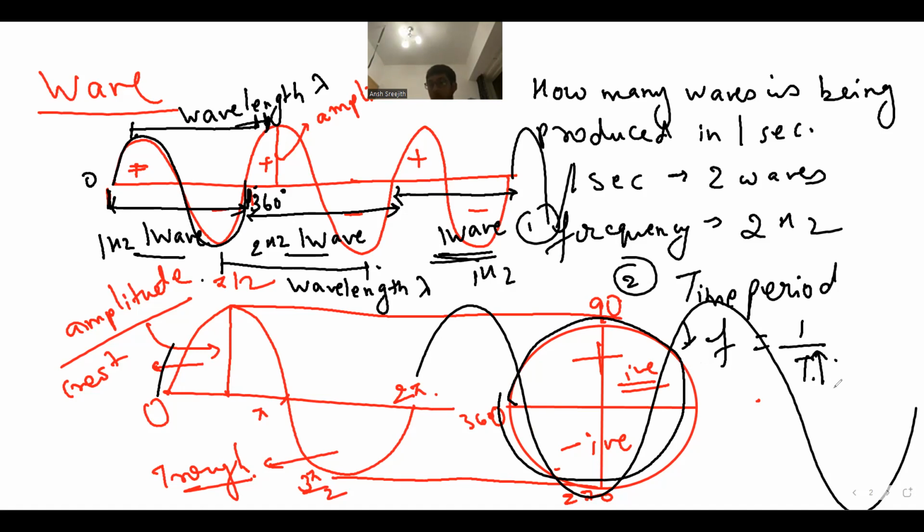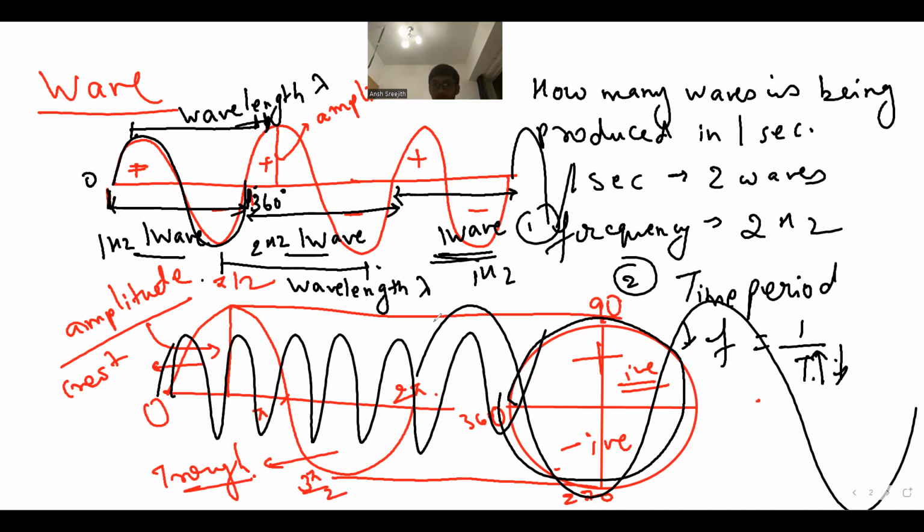But if time is less, then a lot of waves will start producing. That means there will be a high frequency. Obviously, like gamma rays. Any doubt? No. Very good.